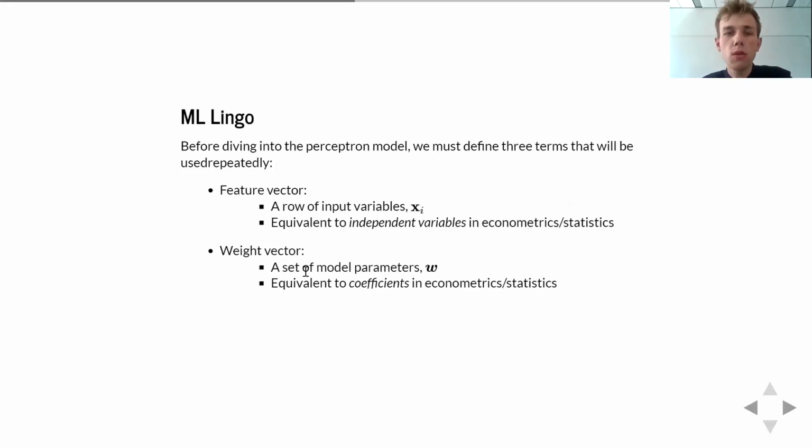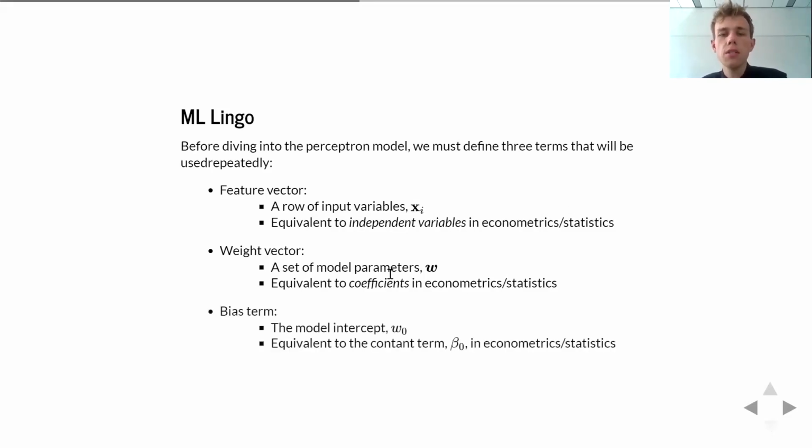And that's basically equivalent to coefficients in econometrics or statistics. So that could be beta 1, beta 2, beta 3, etc. And then finally, there is the bias term, which is the model intercept. So we call that W0. That's equivalent to the constant term beta 0 in statistics or econometrics.